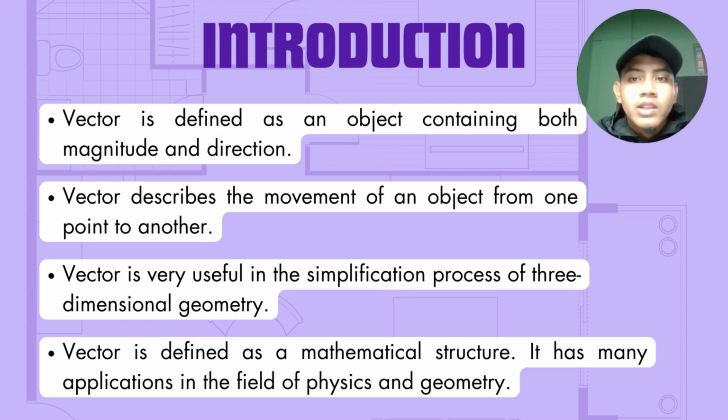Now I will talk about the introduction of vector. Vector is defined as an object containing both magnitude and direction. Then vector describes the movement of an object from one point to another point. Vector is very useful in the simplification process of three-dimension geometry. Vector is defined as a mathematical structure. It has many applications in the field of physics and geometry.